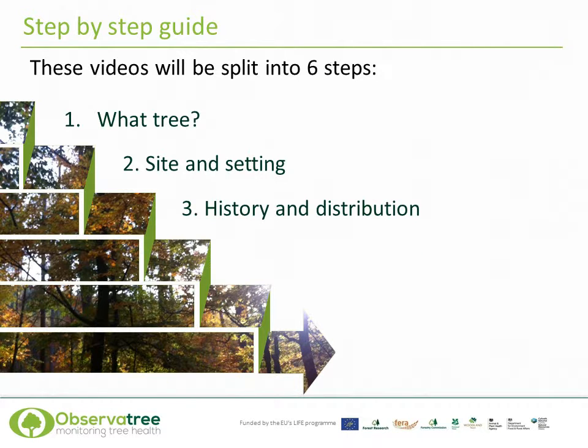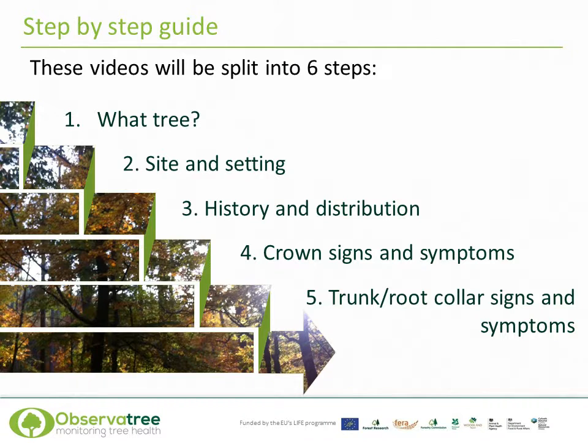History and distribution can also give valuable clues as to the condition of the tree. Next, we move on to breaking down the tree into manageable areas to inspect, and what signs and symptoms are commonly seen, starting with the crown. 5. Finally, we will then move on to signs and symptoms to look for around the trunk and the root collar.